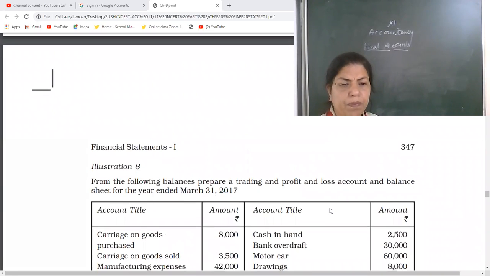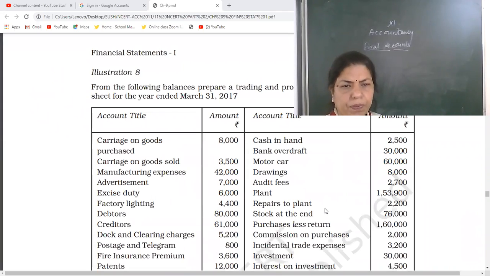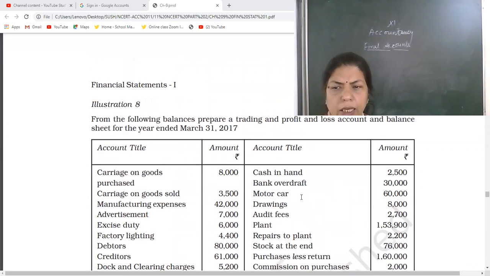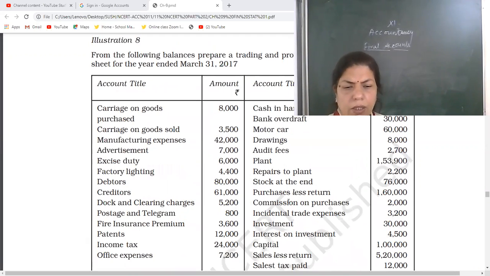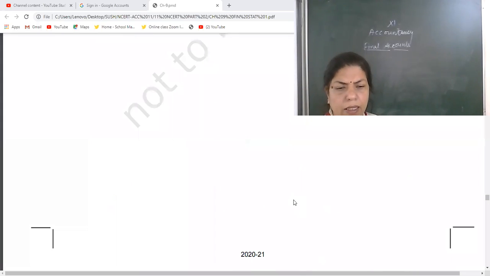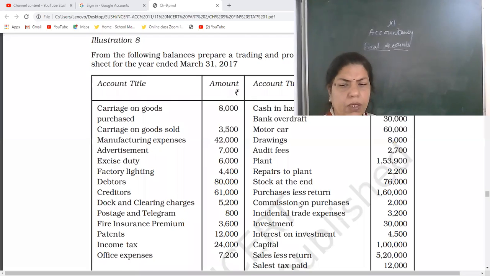Okay, now see, we will do this question. Complete question of trading, P&L and balance sheet. See, when we start the question, I am giving you the easy way. This is the complete question and I am going to give you the easy way how to do it. This is given in the NCERT, and this is the page number. Okay, now see, one by one.